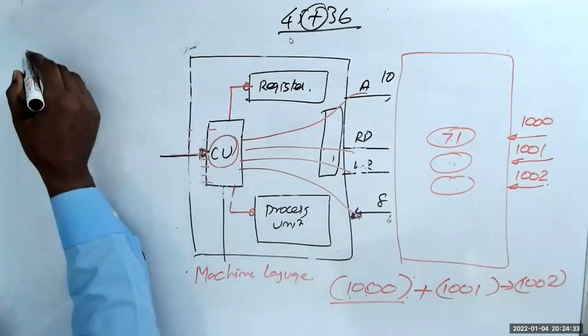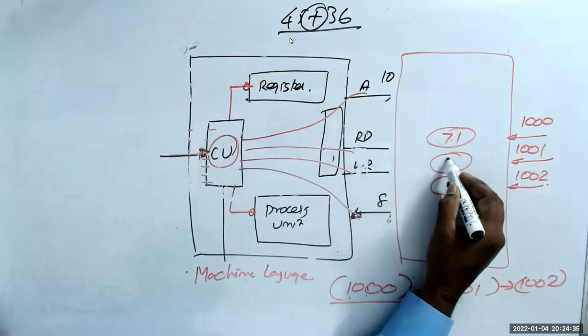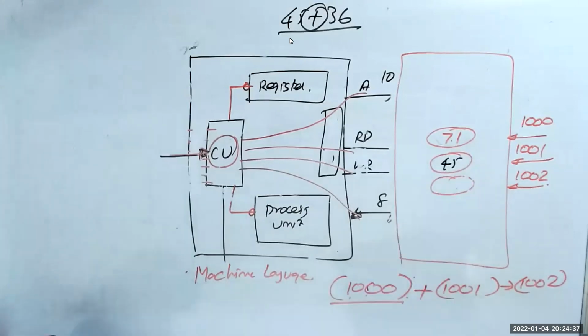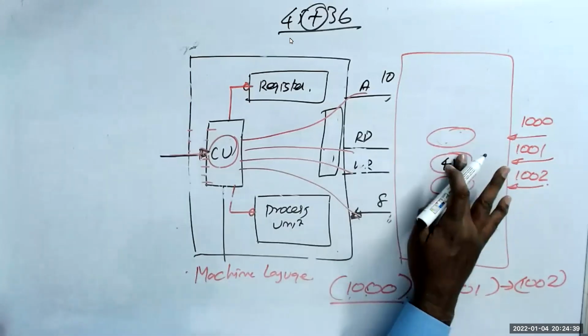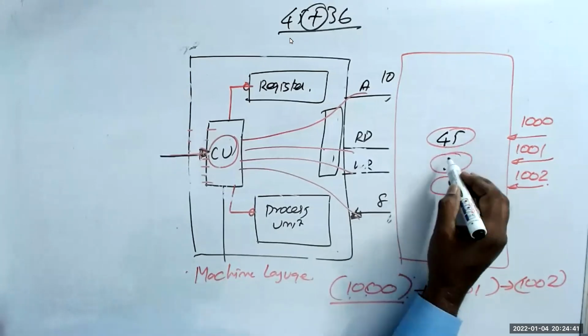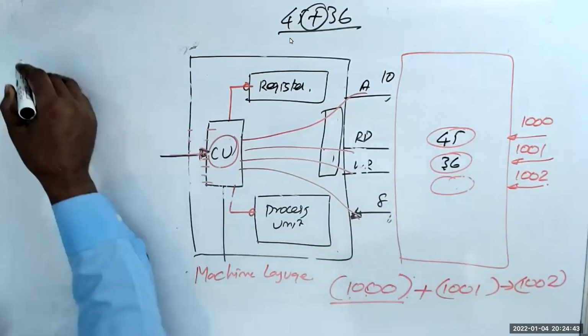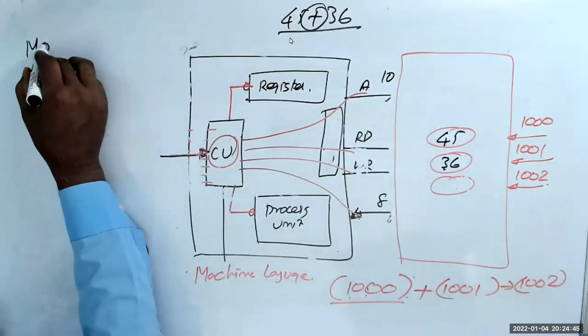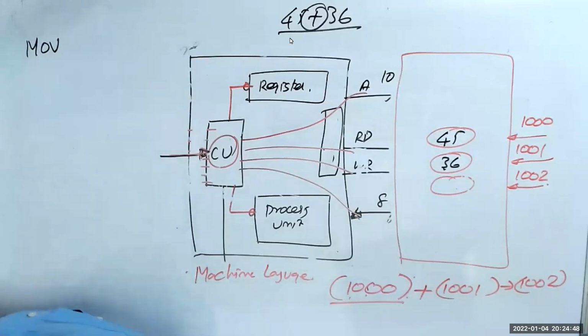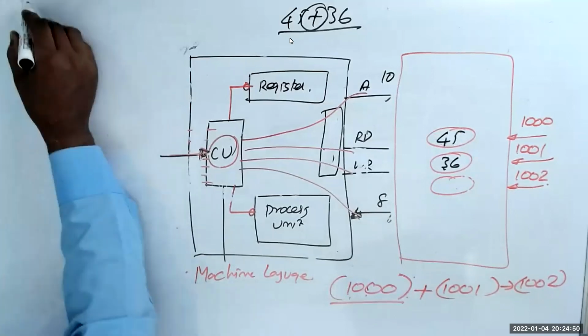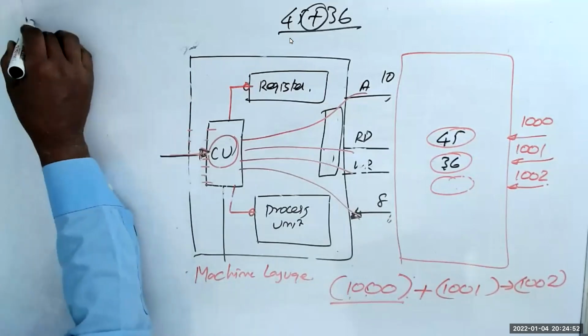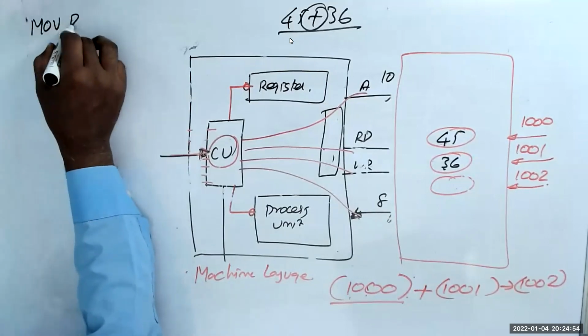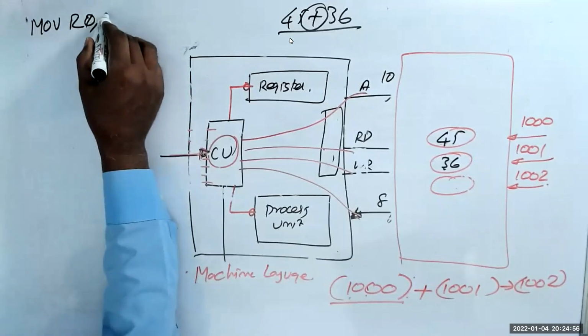Now, see here, I want to add 45 and 36, the previous one we take. I write the same thing as we discussed. Move R0, 45.